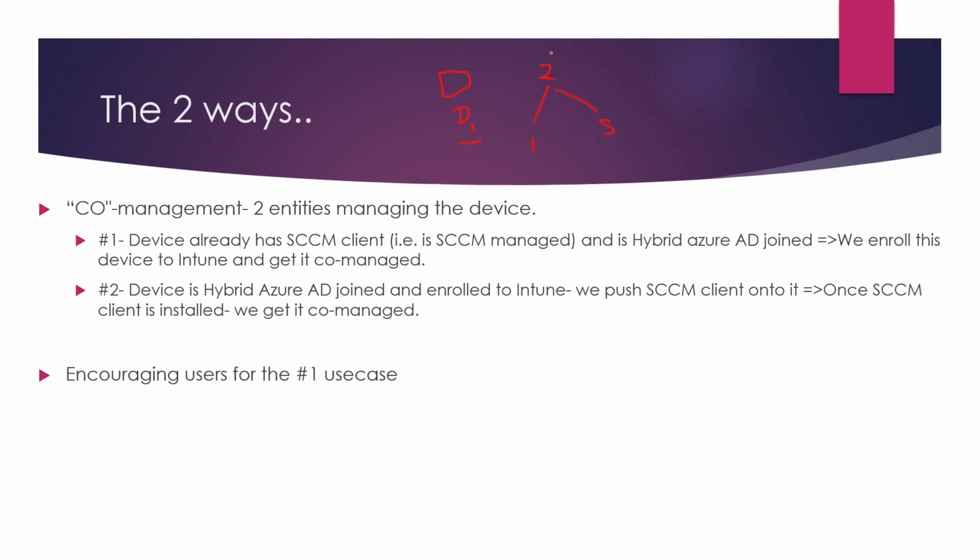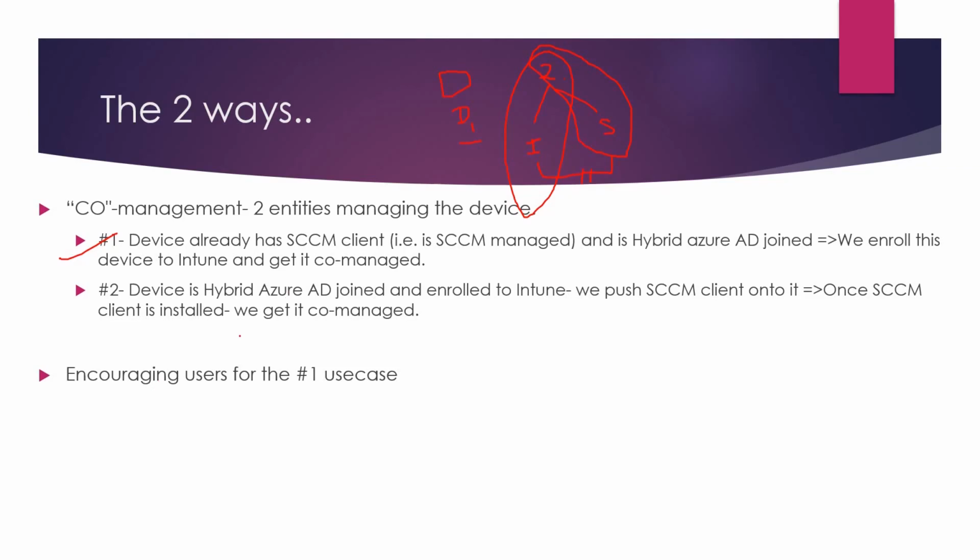You can either go with the first approach, which says that the device already has the SCCM client, the device is joined to the domain, the device is managed by the SCCM client, the device is hybrid Azure AD joined, and then enroll this device to the Intune service so that the device has both. Or the second way is the device is already enrolled to Intune and is joined to Azure AD, and now we are pushing the SCCM client onto this device so that it reaches this state of having Intune as well as the SCCM client on it.